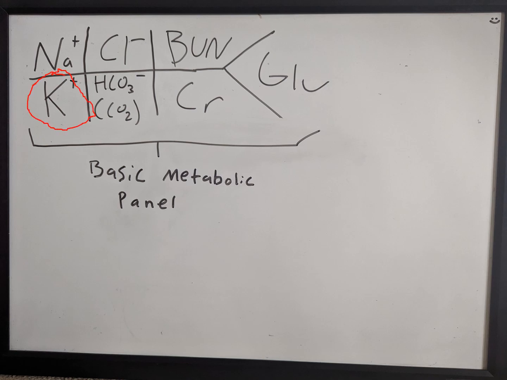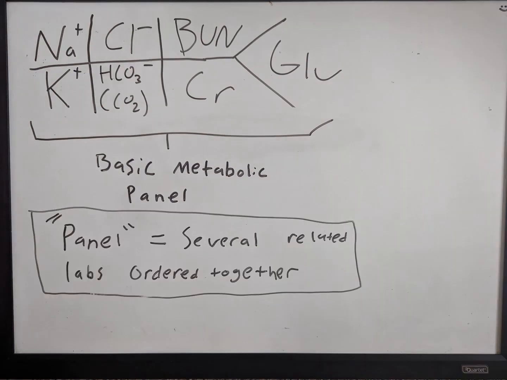But in practice, we bundle together many of the most common values into these panels, where the panel is essentially just several related labs that are ordered together and grouped together. So this is the basic metabolic panel. This is what we call these 7 values. And it consists of the serum sodium, the serum potassium, the serum chloride, and then this value right here.